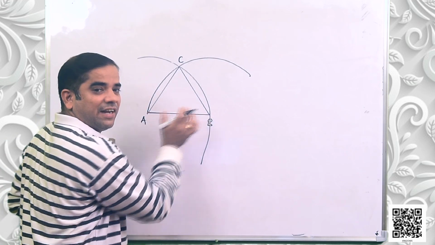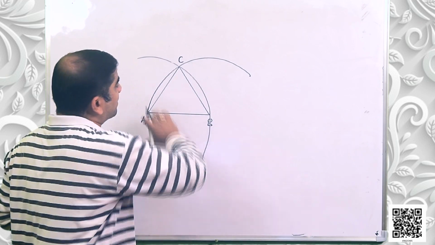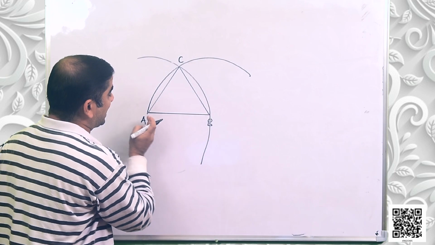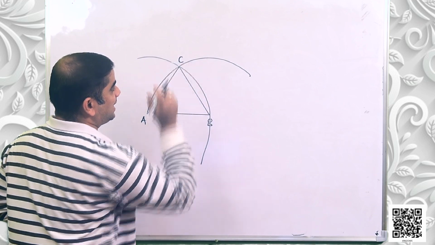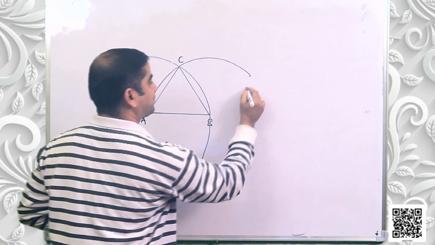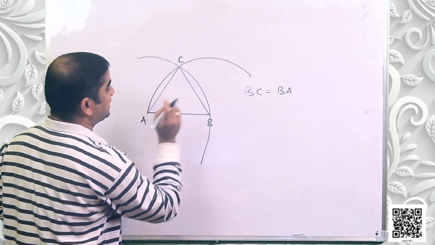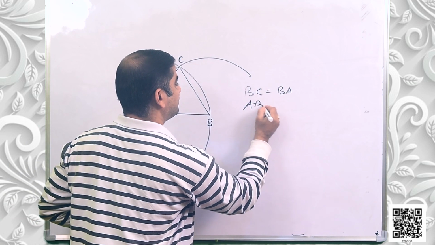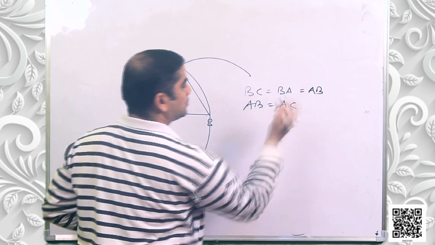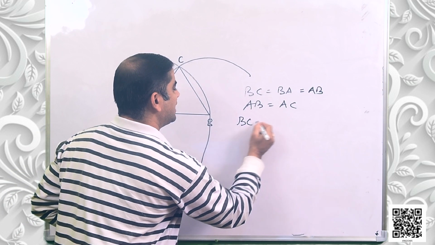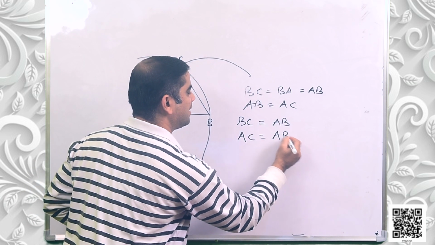AB is the given line segment. We have taken AB and BA as two radii and we have constructed two circles so that we can get two different radii AC and BC. BC is equal to BA, and AB is equal to AC. I can write BA as AB. So BC is equal to AB and AC is equal to AB.